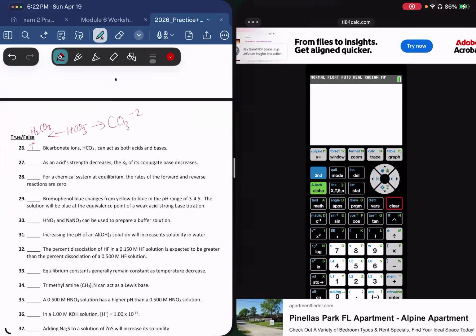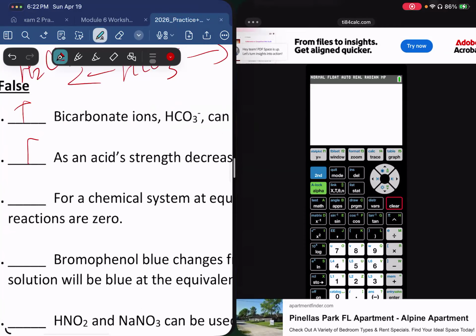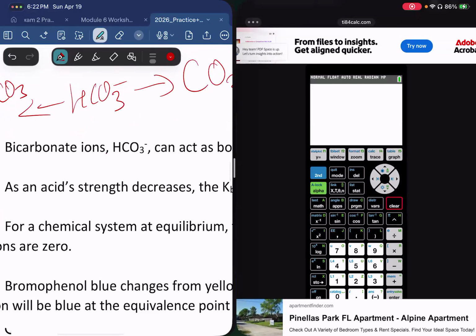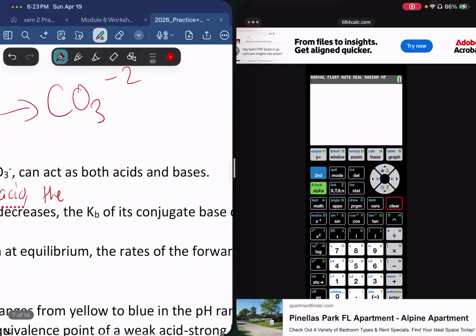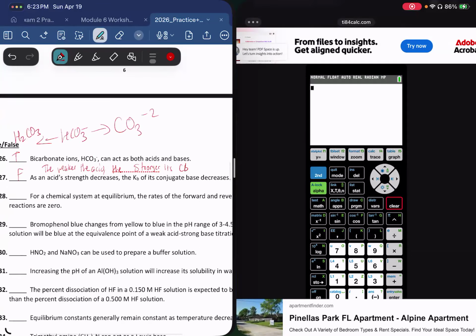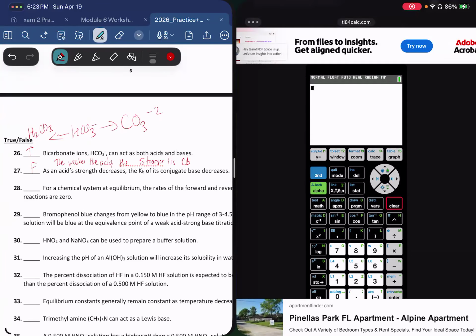27, as an acid strength decreases, the Kb of the conjugate base decreases. This is false. There's an inverse relationship between the acid and its conjugate base. I really want you guys to write this down if you don't understand this: the weaker the acid, the stronger its conjugate base.